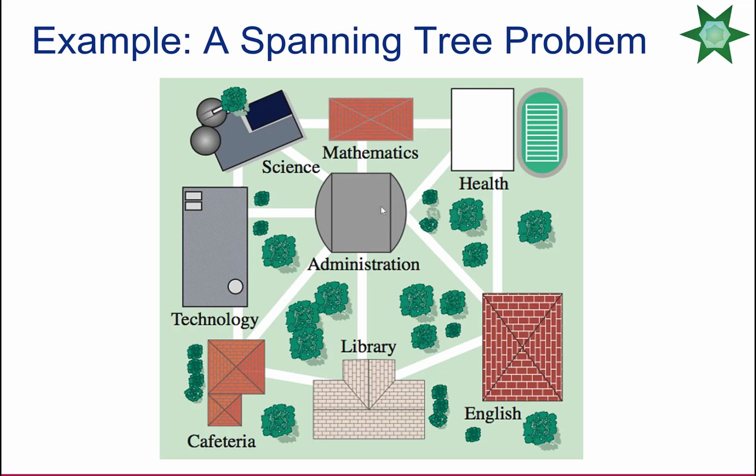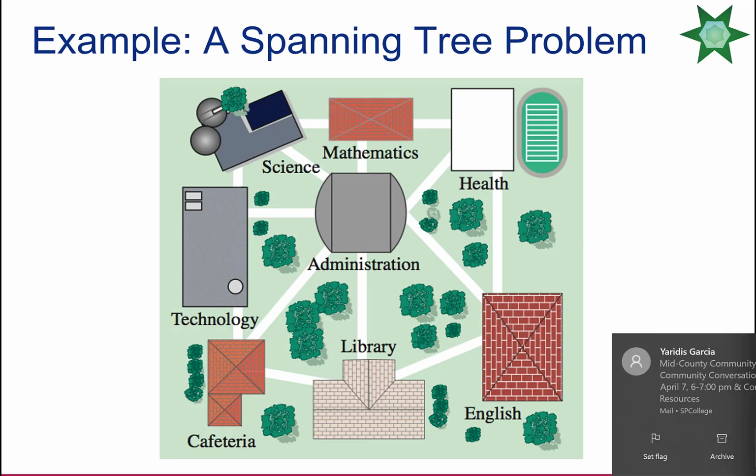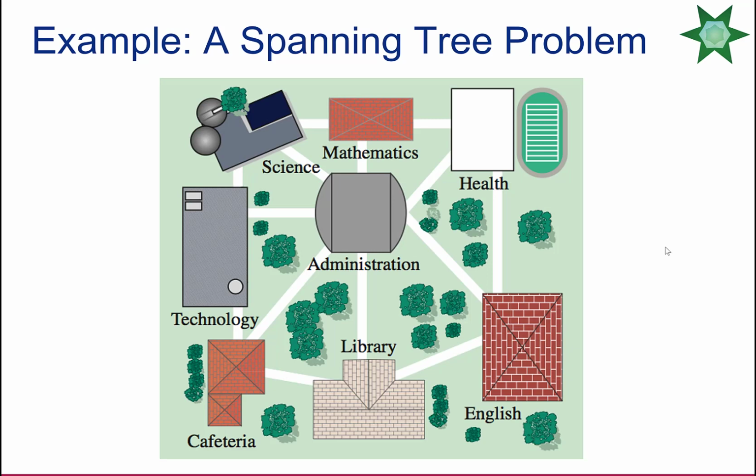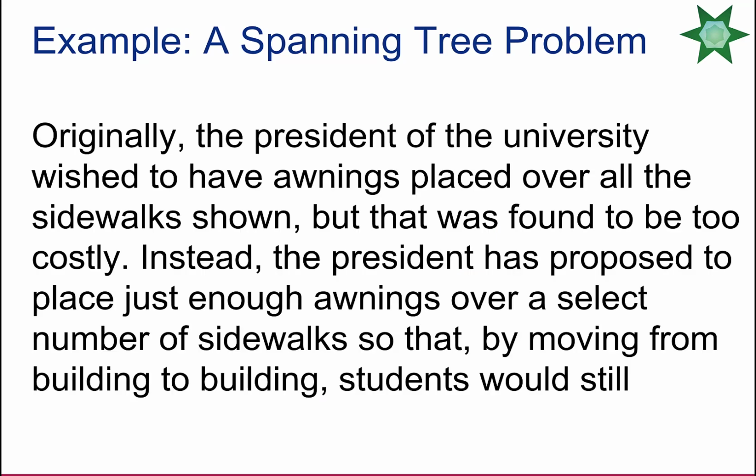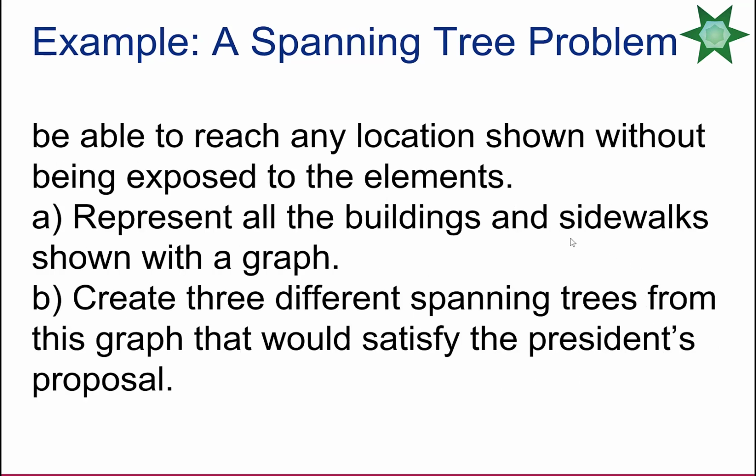So here's the campus and here's the walkways, and we want to put awnings over those so the students will be protected. We don't necessarily have to cover all the walkways because that would be very expensive. That's what the president originally wanted to do. So now the president's proposed to place just enough awnings over a select number of sidewalks so that by moving from building to building, the students would still be able to reach any location without being exposed.